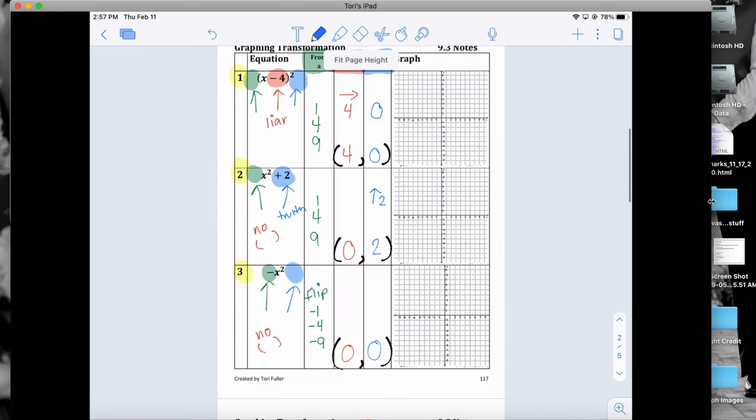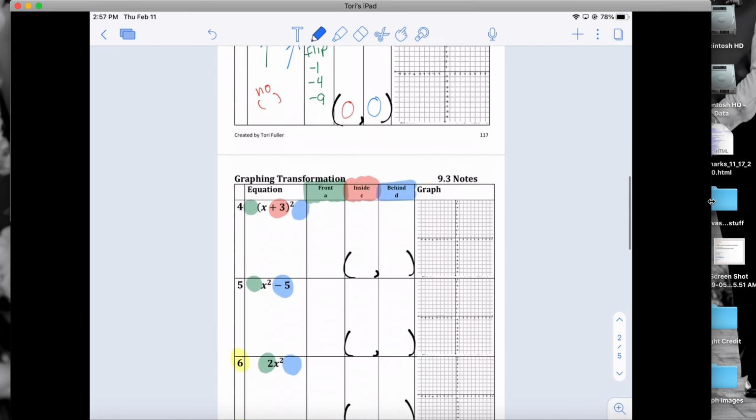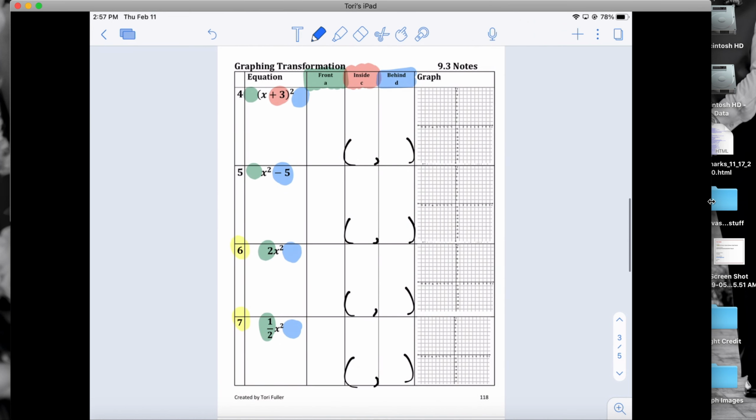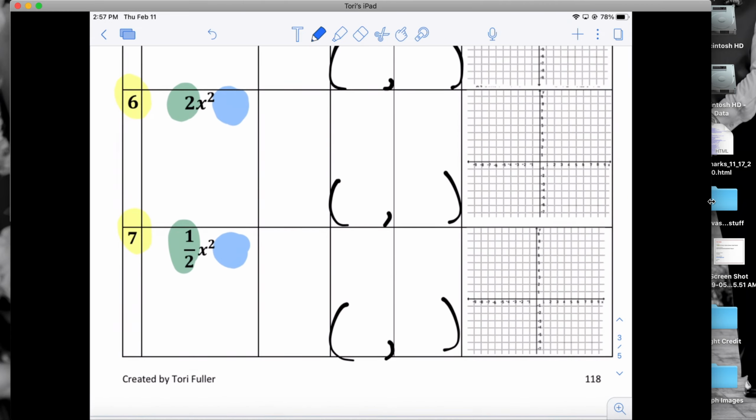Okay? If you need to copy anything on this page, go ahead. We're going to go to the next page. I'll do all of the green, red, and blue, and then we'll graph. All right, I'm actually going to skip 4 and 5 for right now. Let's talk about 7 and 6.